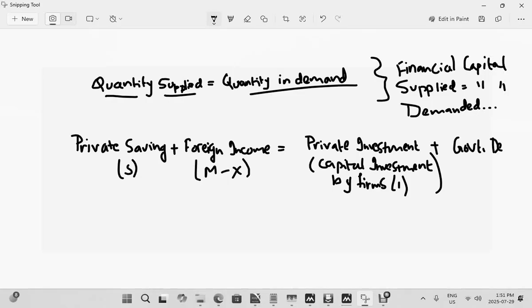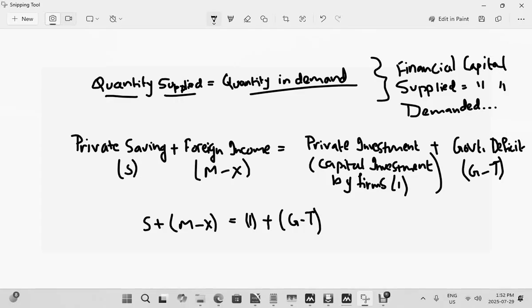We've talked about government deficit in the past. When the government spends more than it receives in tax revenue, there will be a deficit. So spending, G, take away tax revenue, T. When we rewrite the formula, this is S plus M minus X equals I, which is private investment, plus G minus T, which is the government deficit, which has to do with government borrowing.